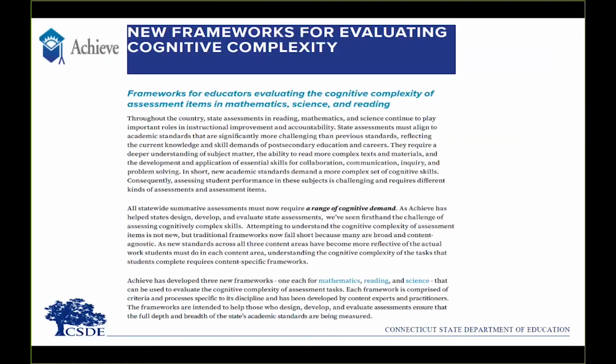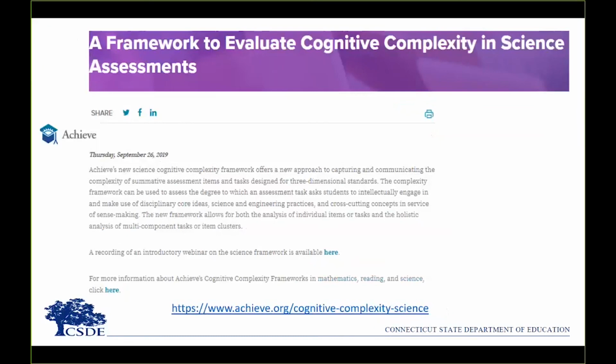But how do you know if the task is rigorous? Achieve has developed 3 brand new frameworks, one each for mathematics, reading, and science, that can be used to evaluate the cognitive complexity of an assessment task. The cognitive complexity frameworks are intended to help those who design, develop, and evaluate assessments to ensure that the full depth and breadth of the state's academic standards are being measured. On the website, there is an introductory video about the cognitive complexity tool and how to use it.